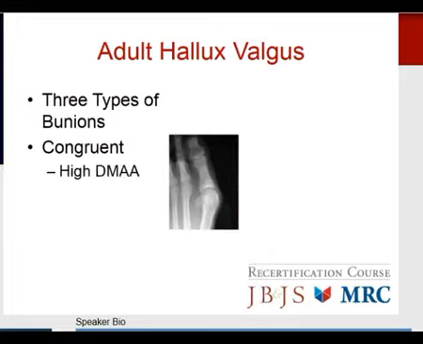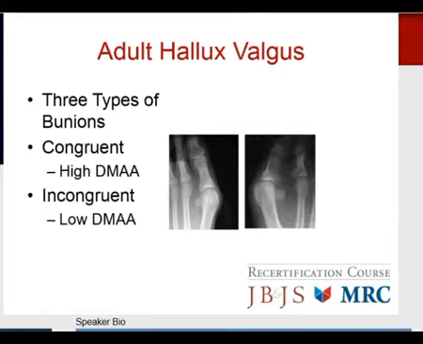Congruent bunion deformities have a matched slope of the metatarsal head to the proximal phalanx. You can see it here in this X-ray illustration. It's important to recognize that they have high DMAAs because that slope of the metatarsal head is increased. Incongruent joints have a lower DMAA. This is a more traditional bunion, something that you're more used to, and has a joint that doesn't match.